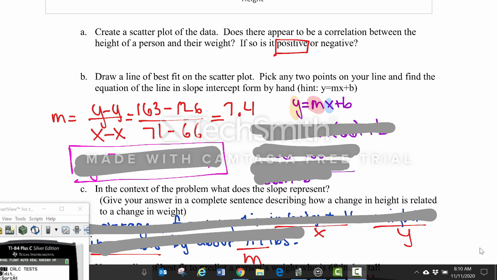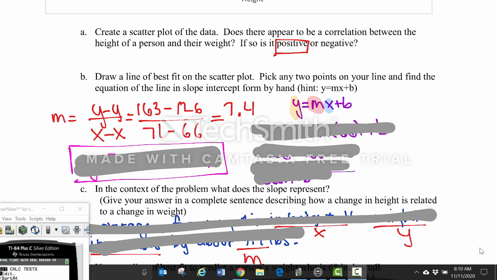Now that I have a slope, you could use this formula, not my favorite. What is it? You guys remember this one? I don't like that one either. I prefer y equals mx plus b. So we're going to use y equals mx plus b to find an equation.